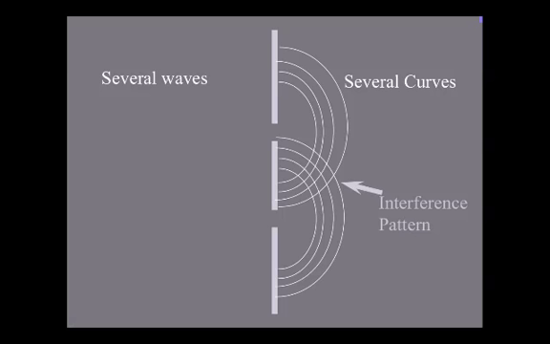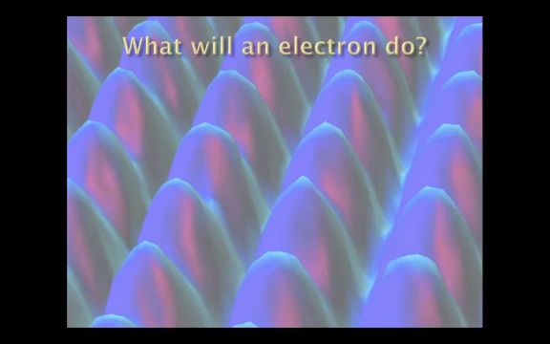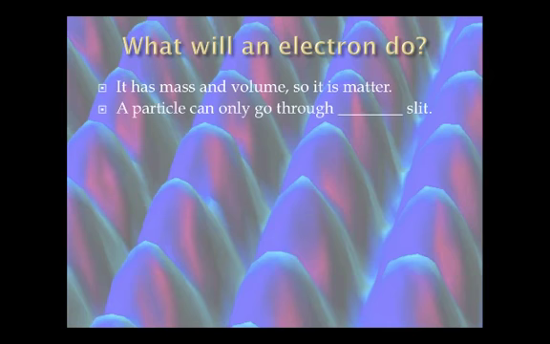Think about throwing a rock into a pond. You get this sort of circular ripple effect. Well, you see the same kind of pattern every time you do it, and we can predict what might happen. So let's talk about what an electron will do. It has mass and it has volume, so it's described as matter. So the particle can only go through one slit in that double barrier.